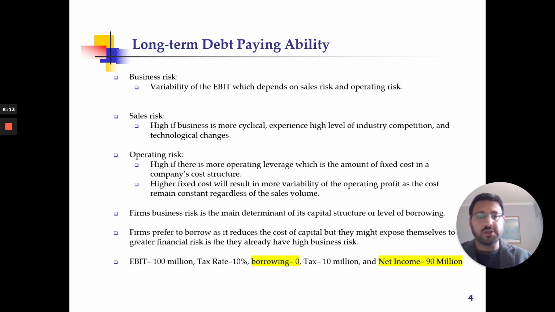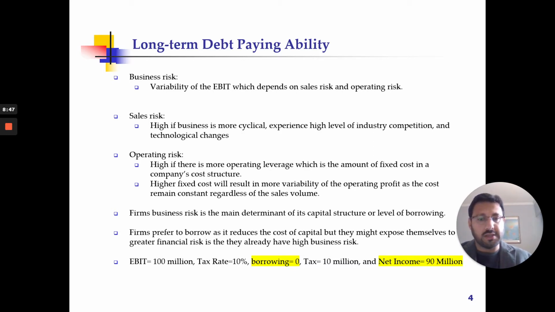Now over here I want to show how borrowing can actually be beneficial when it comes to the cost for the firm. So let's suppose there is a firm with no borrowing at all, its EBIT, operating income, is 100 million, and the tax rate is 10%. So obviously if there is no borrowing, then there is zero interest, and the tax is 10 million, 10% of 100 million, and the net income is 90 million.